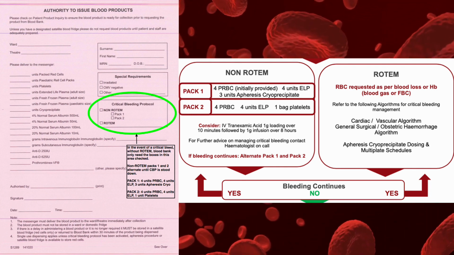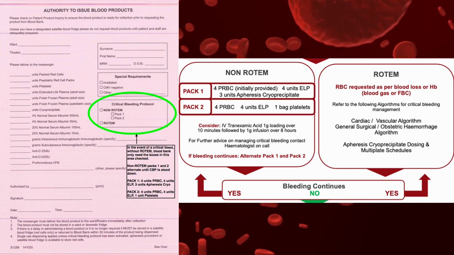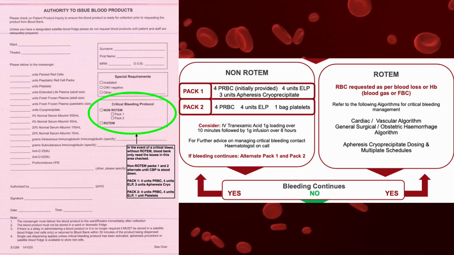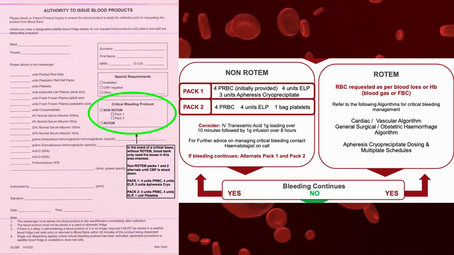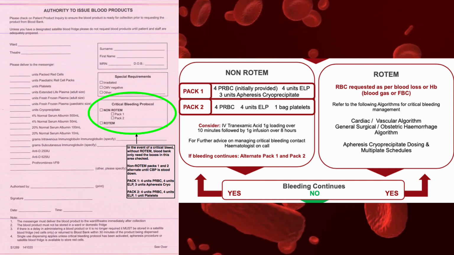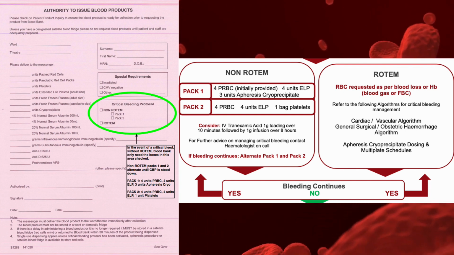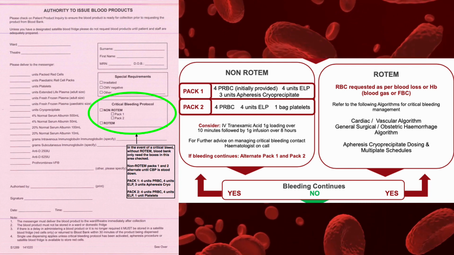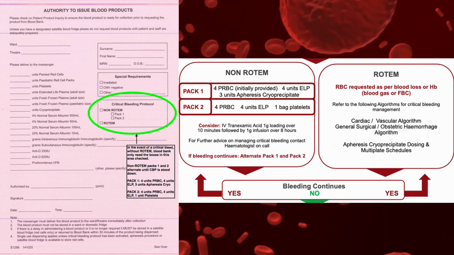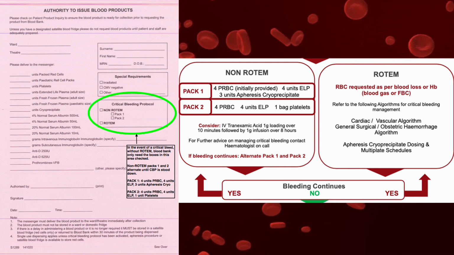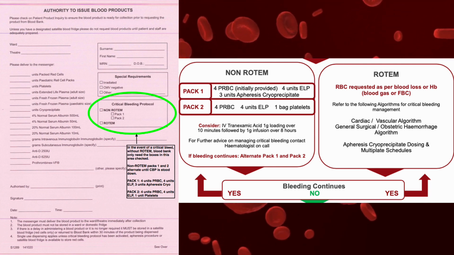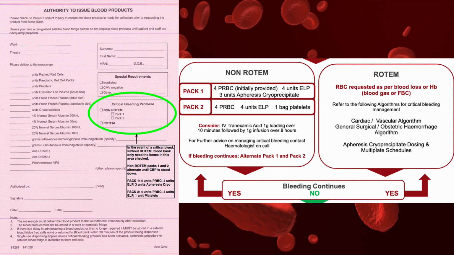ROTEM-guided protocols require a member of staff to run testing and a patient who is able to tolerate resuscitation with crystalloid and red cells while waiting to determine which yellow products, if any, are required. The ROTEM devices are located in the acute areas. The senior nursing staff will be aware of the procedure. Please don't use the ROTEM machine yourself.